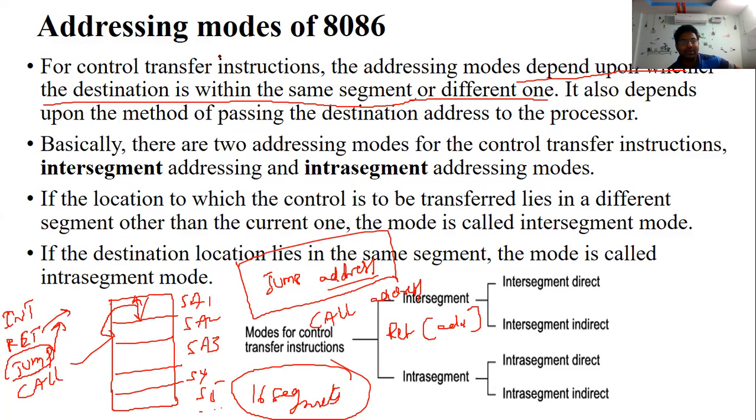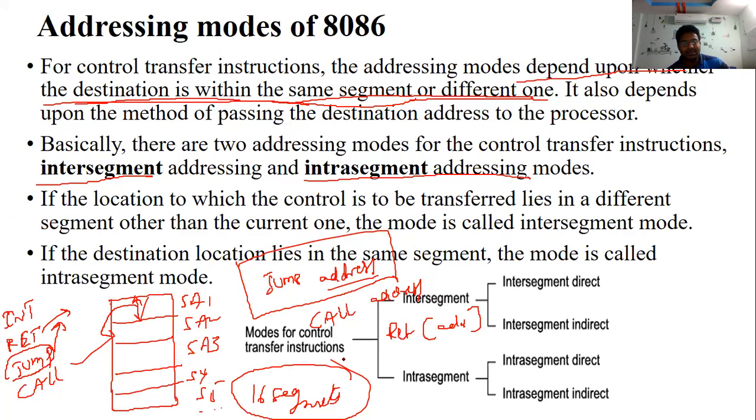Whether you are using this instruction, the destination is within the same segment or a different one. This is the meaning of it. So this divides into two different categories. Whenever the destination is within that segment, we call it intra segment. Whenever the destination is within different segments, segment one, segment two and so on, we call it inter segment addressing.